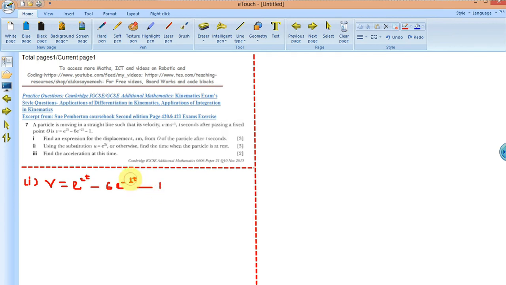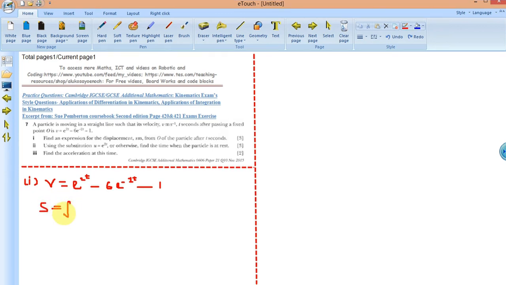This is minus 2t, anyway, you can see my handwriting. Okay, so now we have to find an expression for displacement. So by implication, you go ahead and integrate what we have here. If you integrate velocity with respect to time, displacement s equals the integral of v dt.